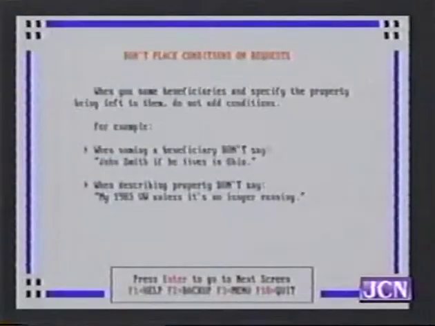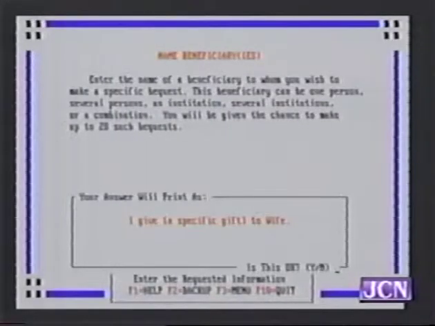When you go away and you can't take it with you, or at least you can try, there's some information there. When you name beneficiaries and specify the property being left to them, you can't add conditions, such as, I'm giving the money to my wife only if she wears black for the rest of her life. That wouldn't pass, and unfortunately, that screws up a bunch of movie plots that I was thinking of. So let's go on from there, and we'll just leave the money to the wife.